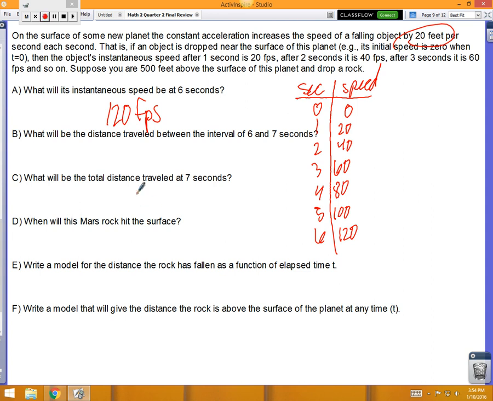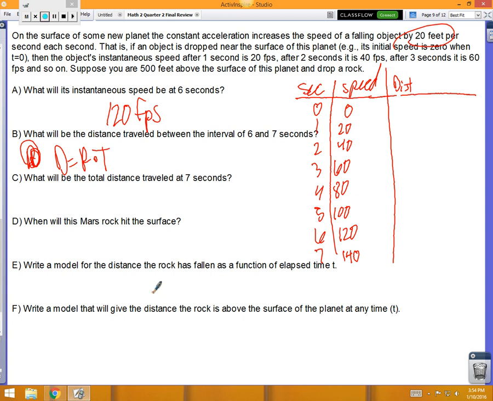B, okay, what's the distance traveled only between the 6th and the 7th second? So this is going to be distance. So between the 6th and the 7th second, at the 7th second, that speed's going to be 140. So you need to know the speed to calculate distance. Distance equals rate times time. Distance equals the speed times however long it's traveling at that speed. So the 6th second, the slowest that object is moving is 120 feet per second, and the fastest is 140.